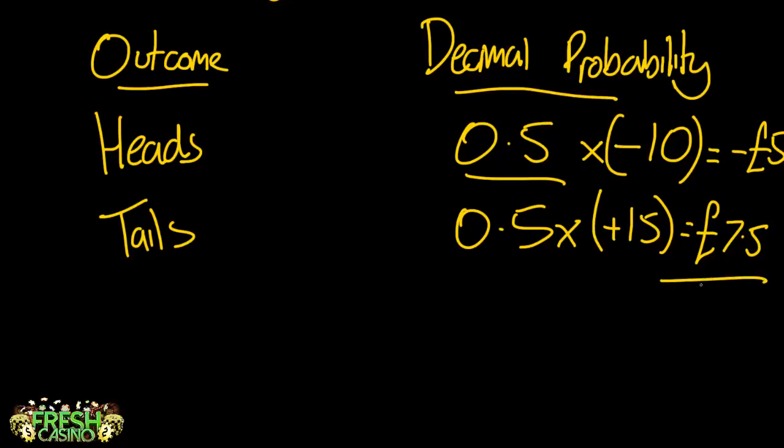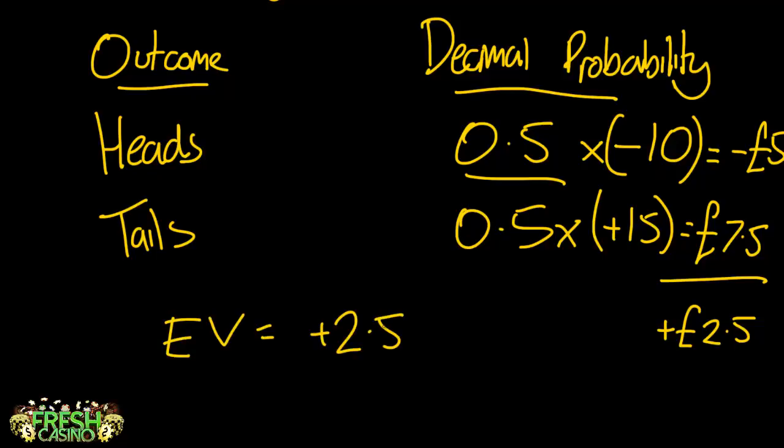Our results are minus 5 and 7.5, which gives us positive £2.50. Thus, we know the EV of this bet is plus 2.5. EV equals plus 2.5. So this is a positive EV bet. But note well that if we just flip the coin one time, we will never receive £2.50, because obviously that's not a possible option. We're either going to gain 15 or we're going to lose 10. We're not going to get £2.50.